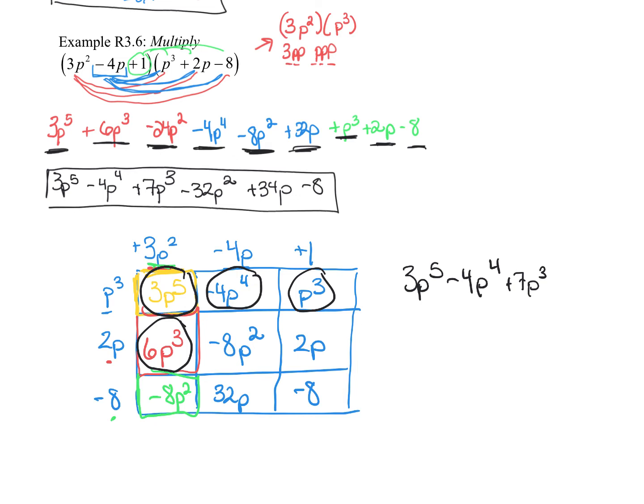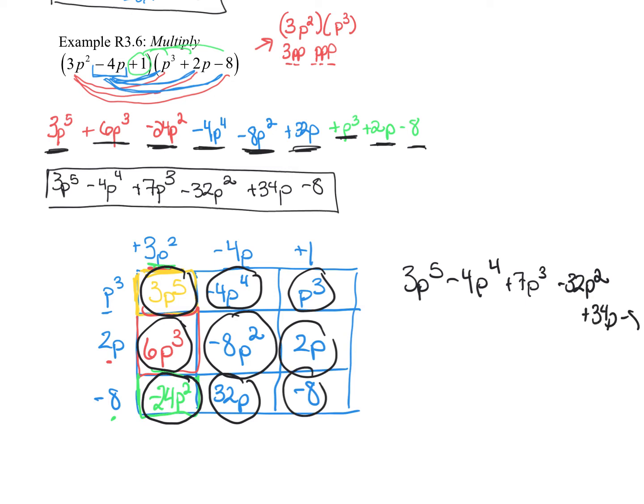I just realized I made a mistake. Let me go back right here. 3 times -8 is not negative 8. 3 times 8 is negative 24. Okay, so now my squares are negative 24p squared and negative 8p squared, which makes negative 32p squared. And then p and p makes plus 34p, and then my minus 8. And then this box answer is the same thing we had right here.